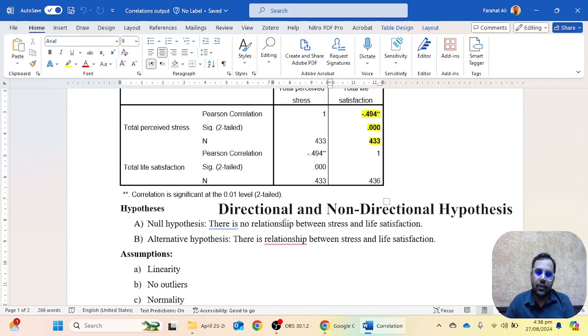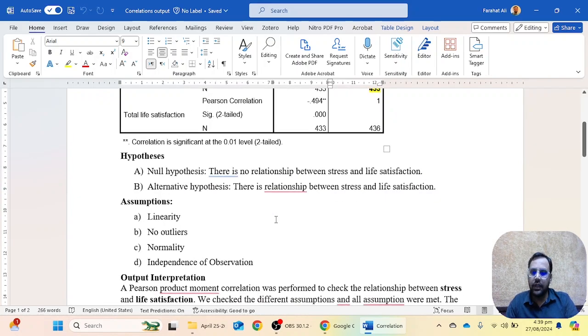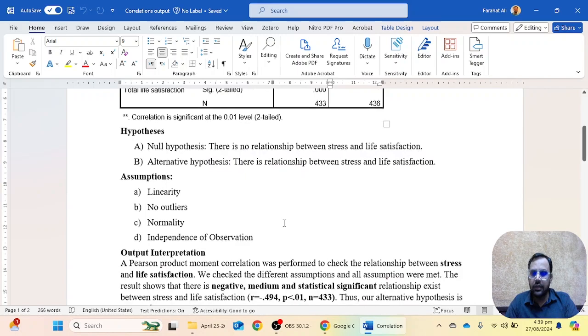If you want to make a directional hypothesis, then you can use the words there is a positive relationship between stress and life satisfaction, or there is a negative relationship between stress and life satisfaction. As you know, when stress increases, life satisfaction decreases, so you can use there is a negative relationship between stress and life satisfaction. If you want to see what kind of assumptions are required, these are linearity, outliers, normality, and independence of observation. The major assumption that you need to check is linearity.